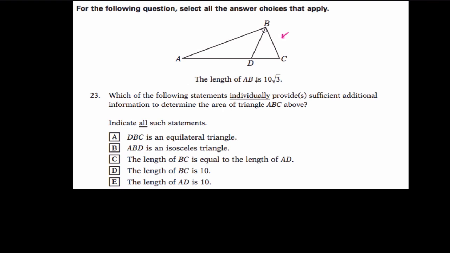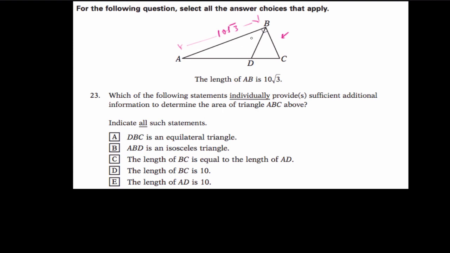length of AB, that is the length of this side from here to here. We're told it is 10 root 3. So we've been given this length. Now we're told, which of the following statements individually provides sufficient additional information to determine the area of the triangle ABC above. Now I'm going to do a very simple explanation here of how to determine which of the statements satisfies or answers the question that we're told to find the solution for.